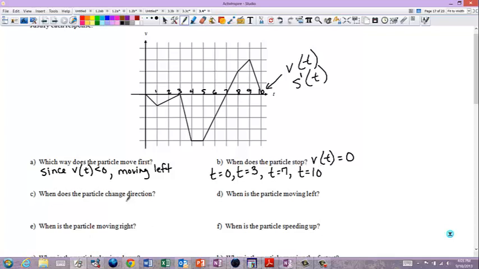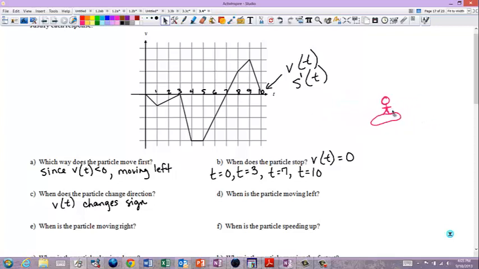When does the particle change direction? The particle changes direction when the velocity changes sign. Because if you think about my car, just pretend I'm in a car. As I'm going forward, I have a positive velocity. In order to turn around, I have to stop the car, throw it in reverse, and now I'm going backwards. I have a negative velocity.